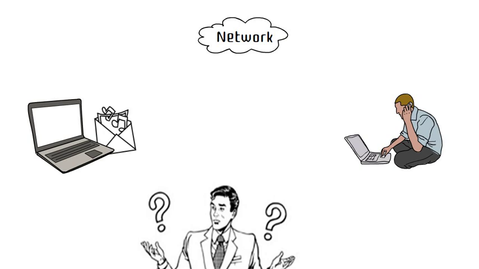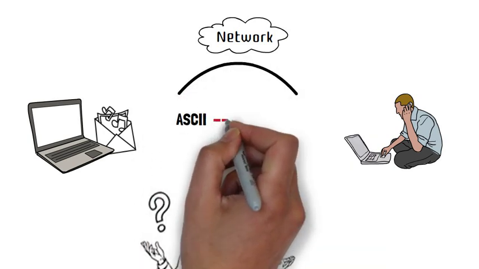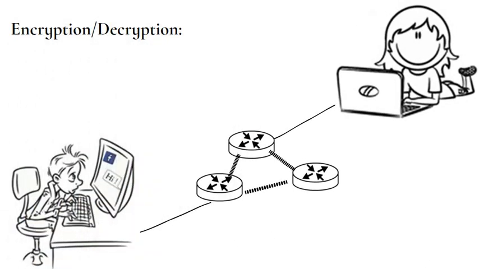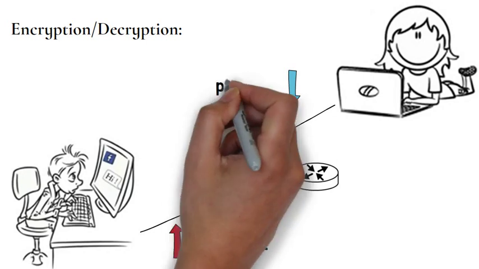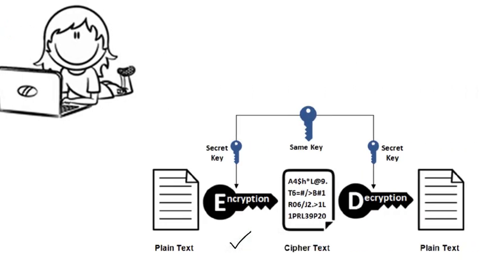An example of a presentation service would be the conversion of ASCII to Extended Binary Coded Decimal Interchange Code, EBCDIC. Encryption or decryption. It carries out encryption at the transmitter and decryption at the receiver. Data encryption translates the data into another form or code. The encrypted data is known as the cipher text, and the decrypted data is known as plain text. A key value is used for encrypting as well as decrypting data.